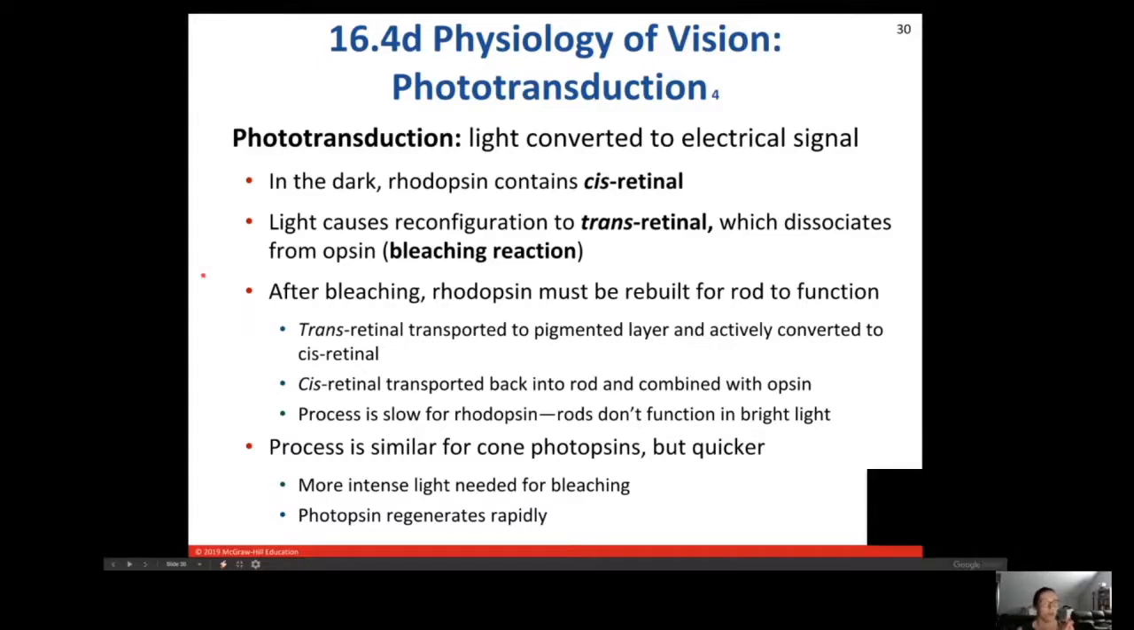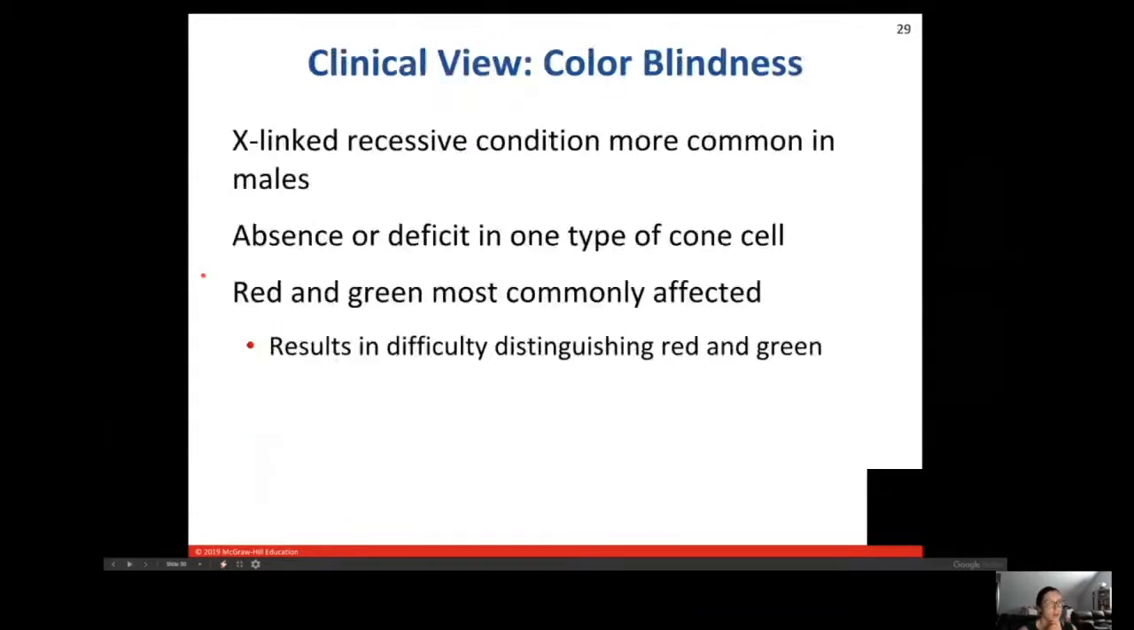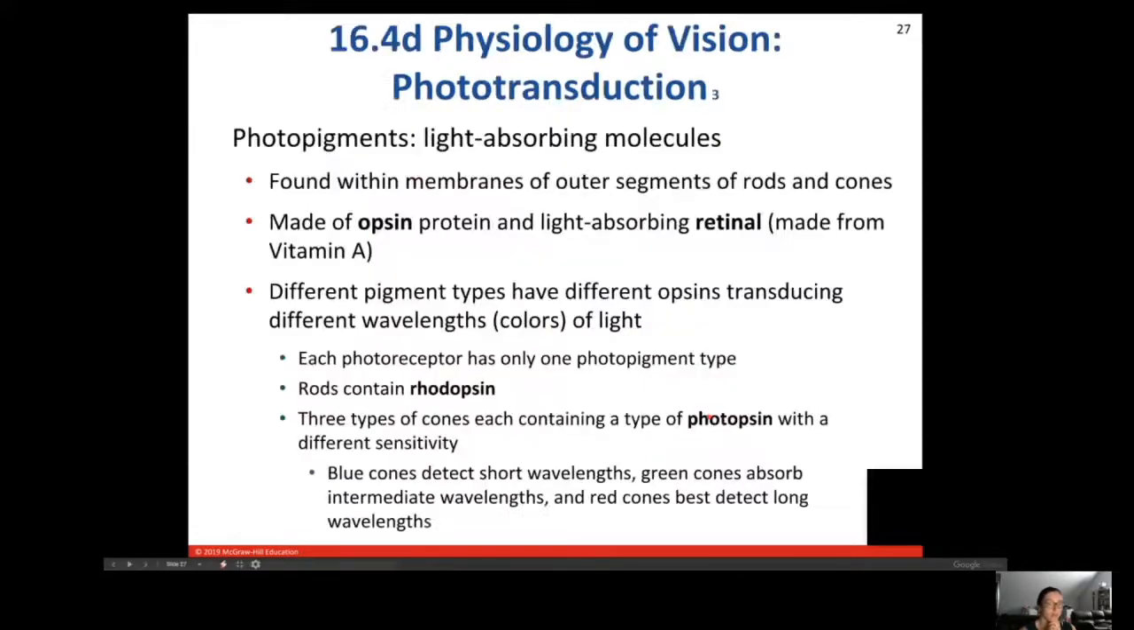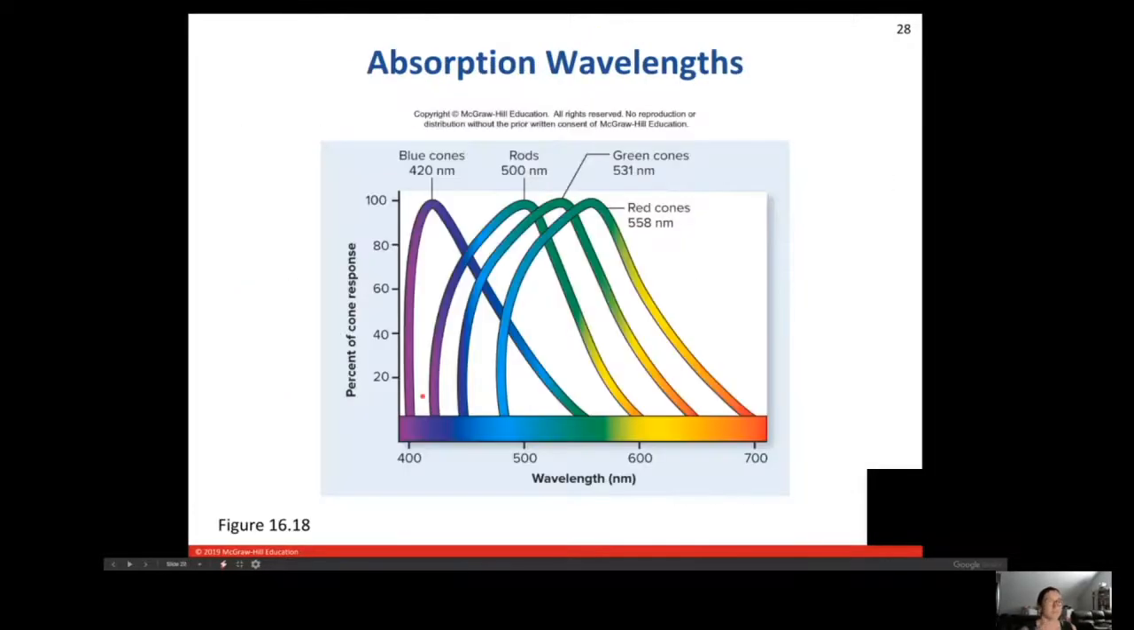So when we look at our photopigment back here, I just want to go back to here. Retinol is this little guy in here, and then opsin is this pigment here. Remember that we're going to have different opsins for different wavelengths. Rods have one called rhodopsin, and the cones have the photopsins, the different colors of photopsins. So we're going to use rods and rhodopsin as our example here.